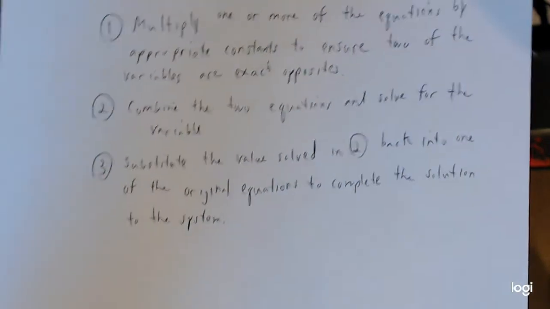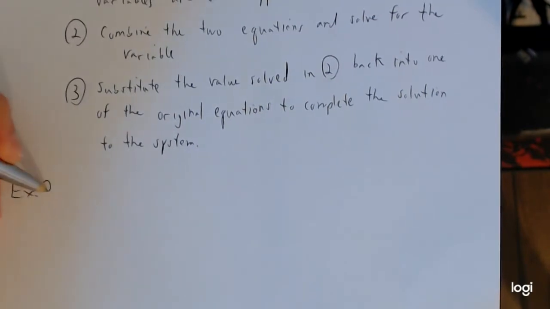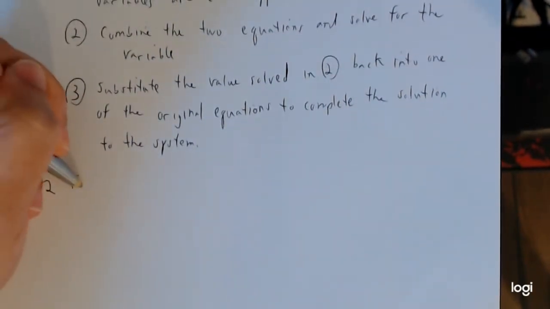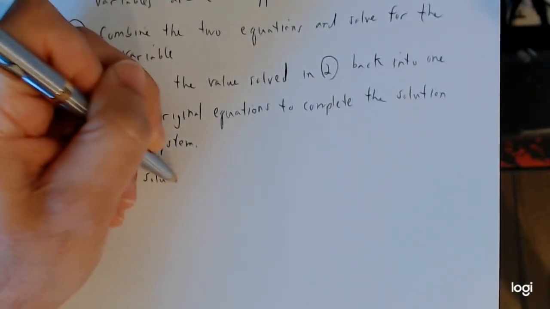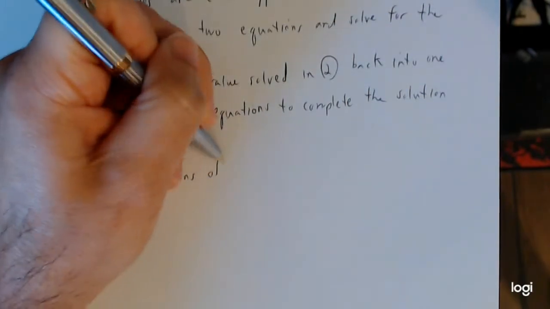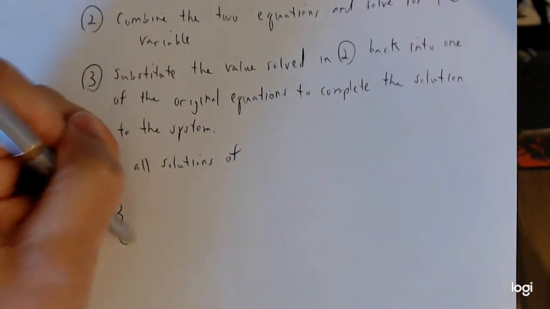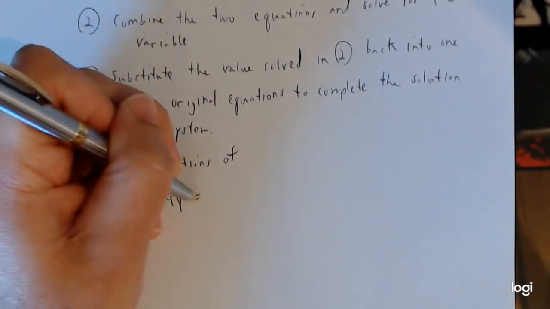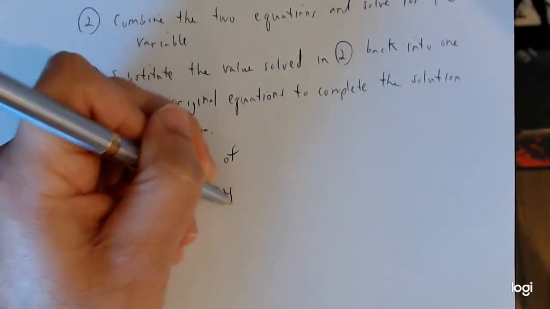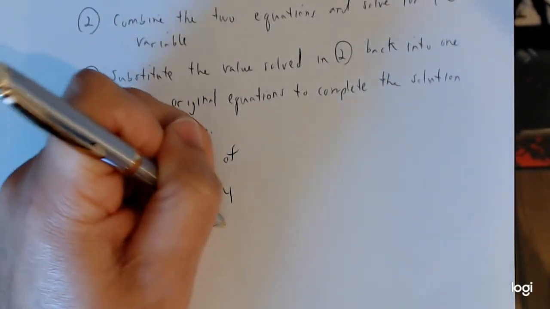Okay, so let's look at our second example where we will use elimination. And in all honesty, it doesn't matter which one of the methods you use, right? You could use elimination or substitution in any one of these problems, and it's not going to make a difference in your solution. So we're going to use elimination here. So we're going to say find all solutions of 5x plus 4y equals 54, and x minus y equals negative 18.